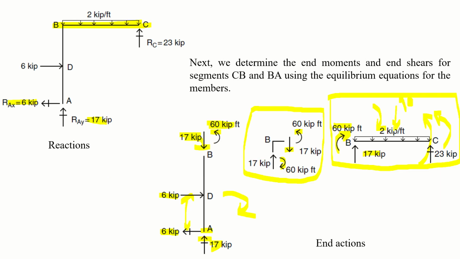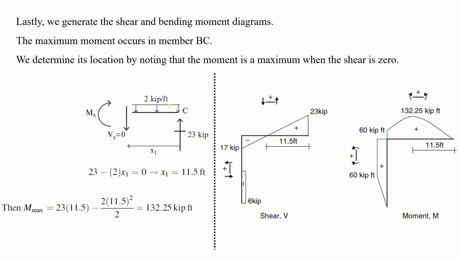You just take a section at any point. For example, we took a section here, and you know the support reaction which is 23 kip, and you know the applied load which is 2 kip per feet. You took a section at a distance x1. Now 23 upward minus 2 into x1 downward gives you x1 equal to 11.5 feet, right? So 11.5 feet is the distance at which there will be zero shear force.